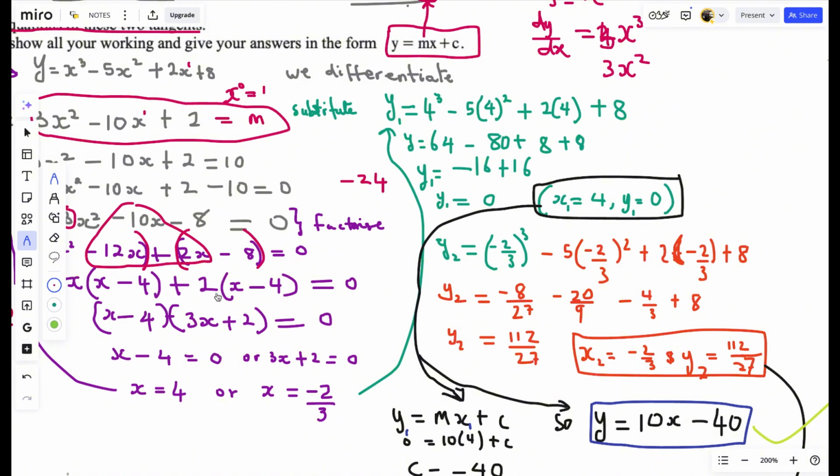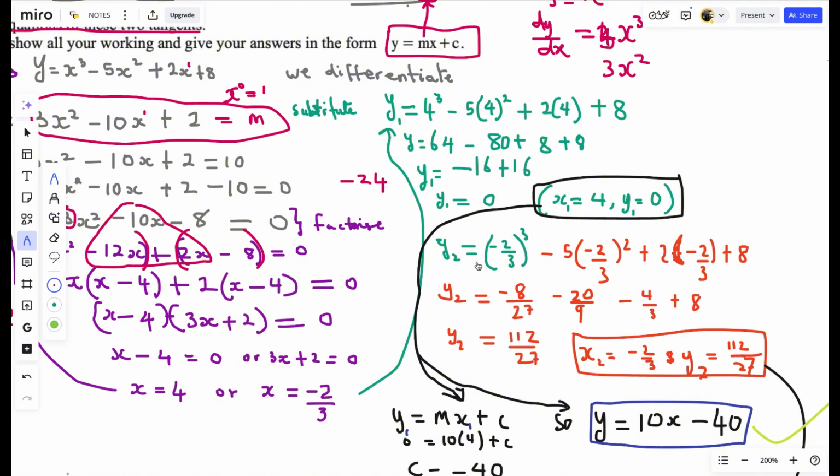So you come here, the first x is 4. So you bring it here. Instead of x to the power of 3, you say 4 to the power of 3, minus, instead of 5x squared, you say 5 times 4 squared, plus, instead of 2x, you say 2 times 4, then plus 8. So you simplify this, you get y1 is equal to 0. So x1 is 4, y1 is 0.